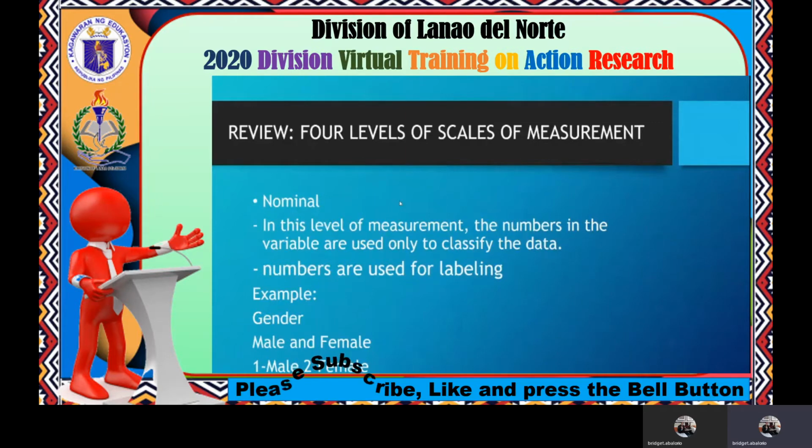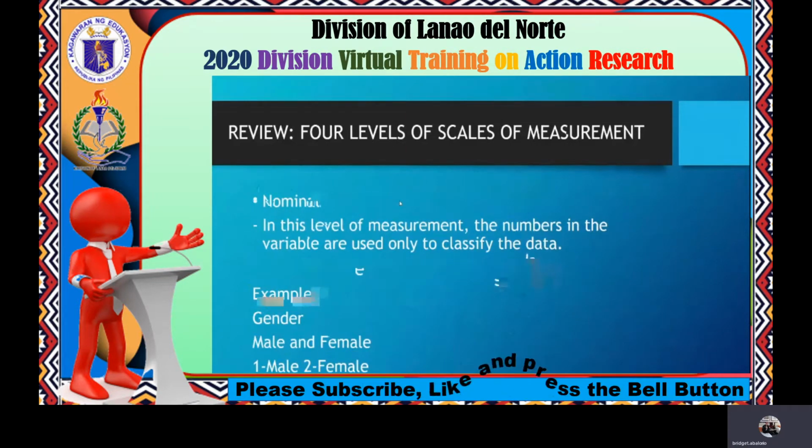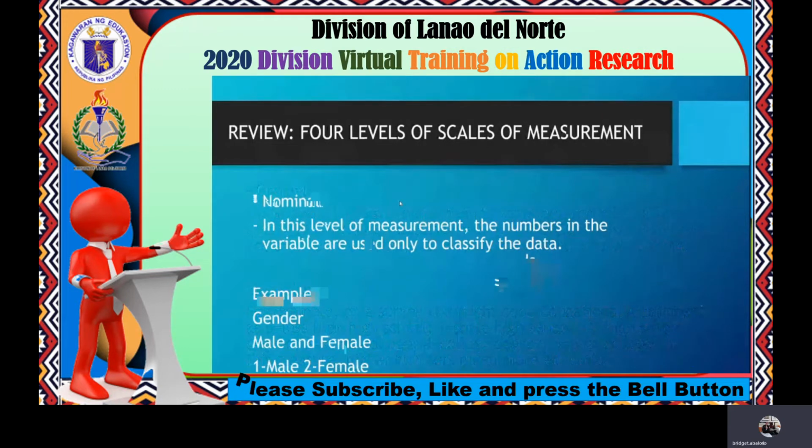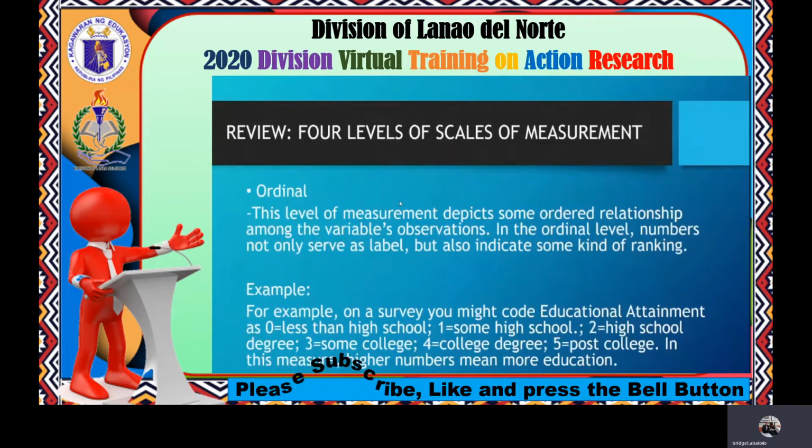Next, the ordinal. In the ordinal naman, this level of measurement depicts some ordered relationships among the variable's observations. And in the ordinal level, numbers not only serve as label, but also indicate some kind of ranking. This time, kung ang nominal po is just label lang, alam natin na 1 is male and 2 is female. In the ordinal po, they use numbers as label, pero may bigat po yun. Parang may ranking na nagaganap.